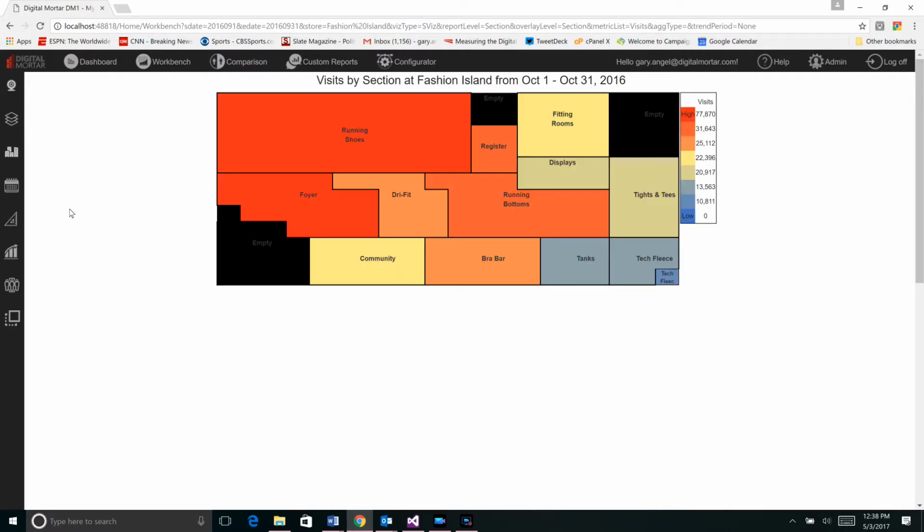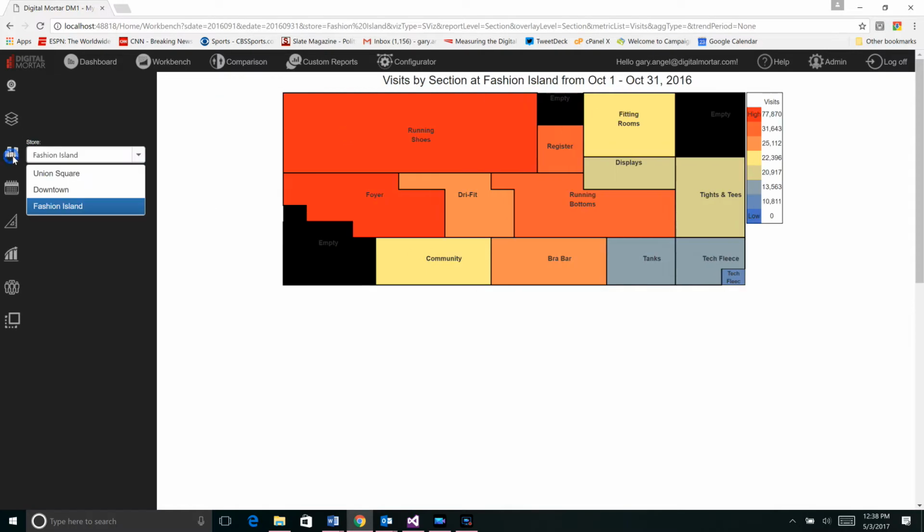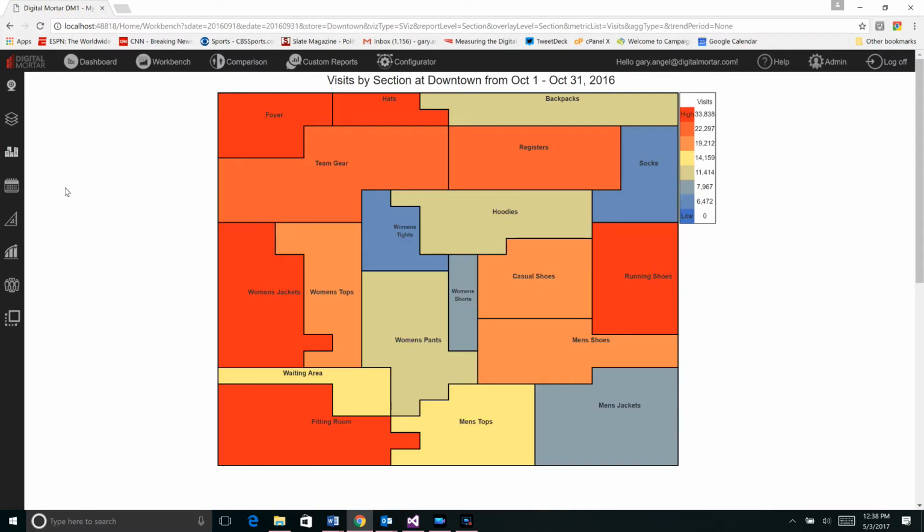My Fashion Island store is too different to really draw conclusions from, but my downtown store has the same configuration. Looking at the downtown store, I can see that women's jackets is more heavily trafficked. But why? And when does that happen? Is the downtown store doing a better job of steering traffic from shoes to jackets?